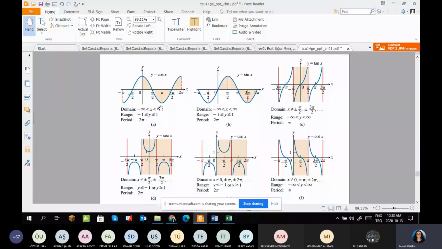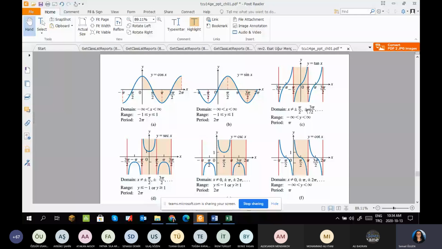The domain is everything except odd powers of pi over 2, like pi over 2, 3 pi over 2, but we have to exclude all these. These are asymptotes, okay? And then the period is pi. See, it repeats itself. The wave repeats itself every pi here.